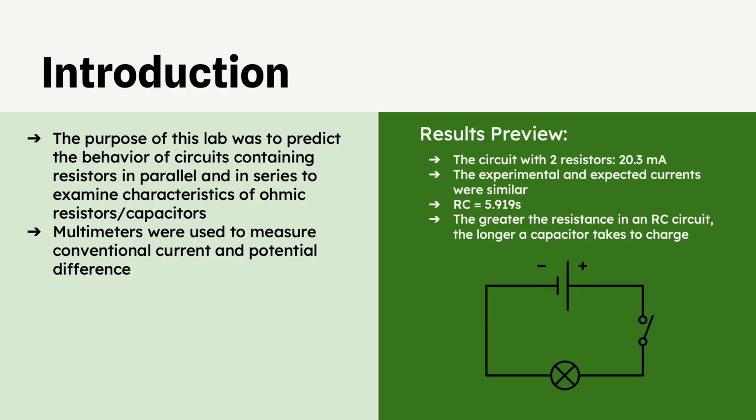As a preview of the results, the circuit with two resistors had a current of 20.3 milliamps, and the experimental and expected currents were similar. We found the RC of the second circuit that we built to be 5.919 seconds, and we found that the greater the resistance in an RC circuit, the longer it takes for the capacitor to charge.